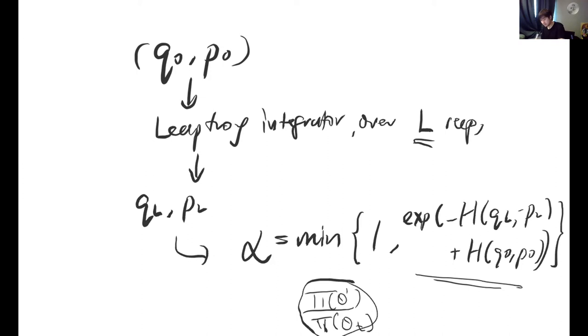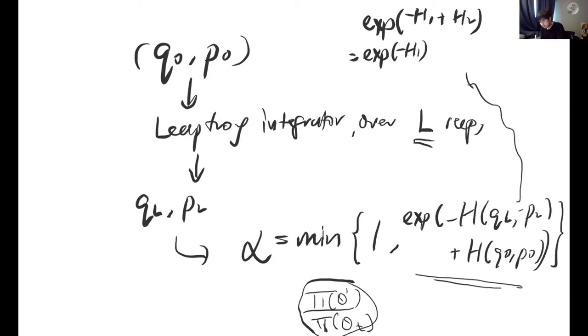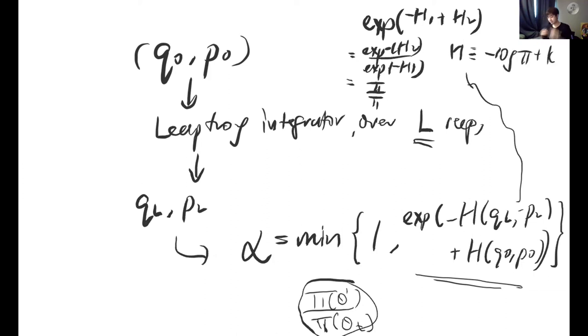So maybe just a quick sidetrack. So exponentially negative H1, I call this H1 and I call the other one H2, is the same as negative H1, H2 is the same as H2 H1, like this. And then you can see that because this is a negative log, when you exponentiate and negative it, you get back your pi over pi. Right? Because H is by definition negative log pi plus k. Right. So this is a bit of definition and derivation.